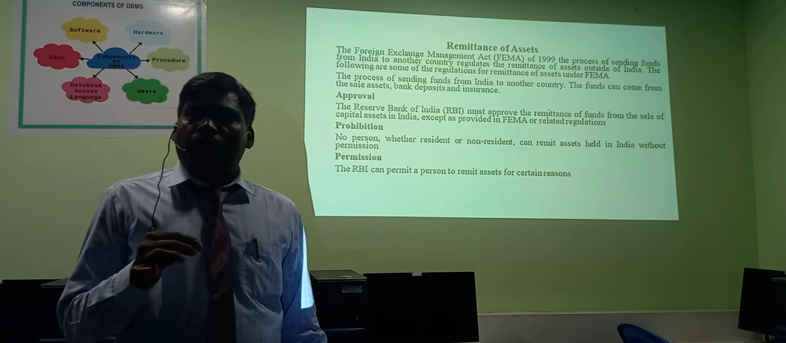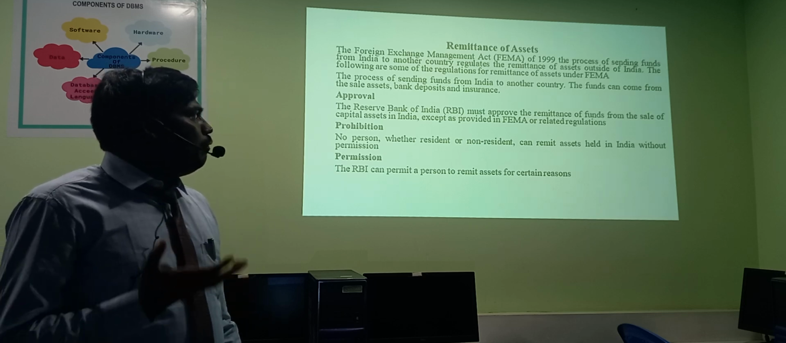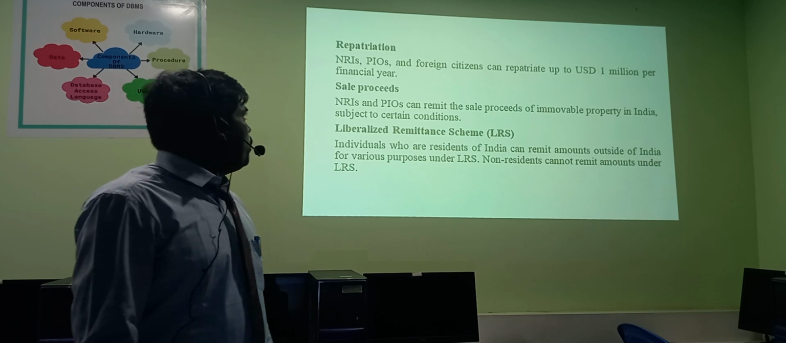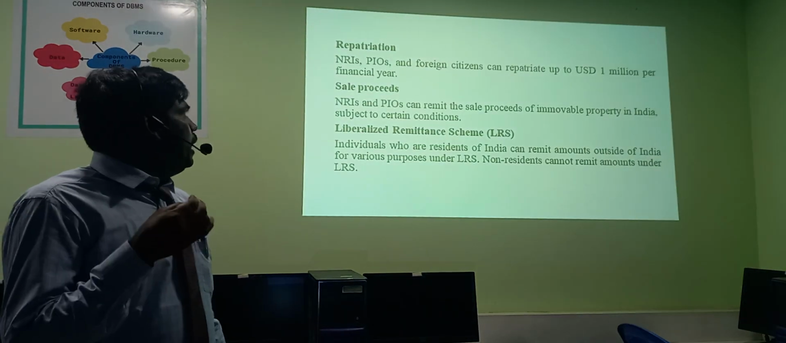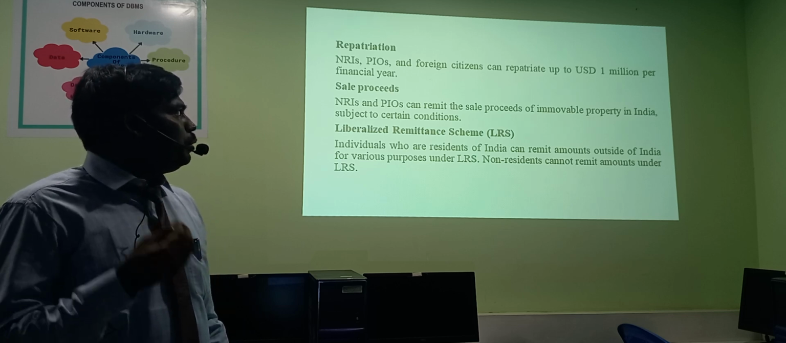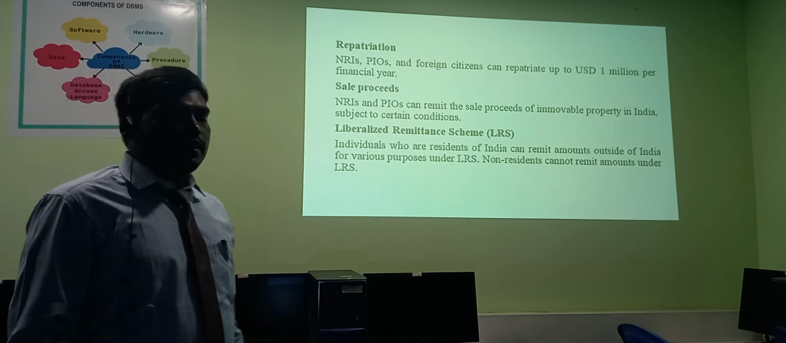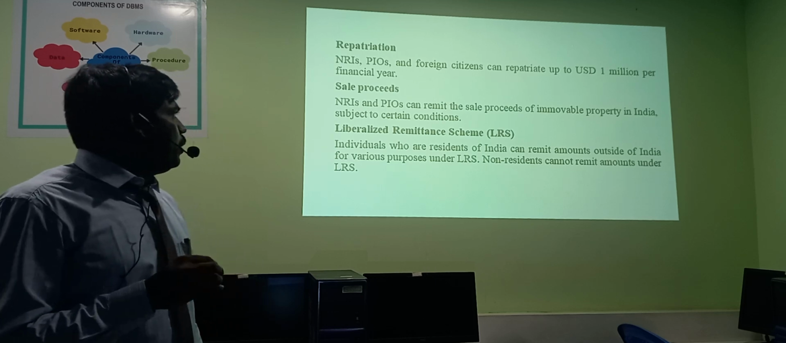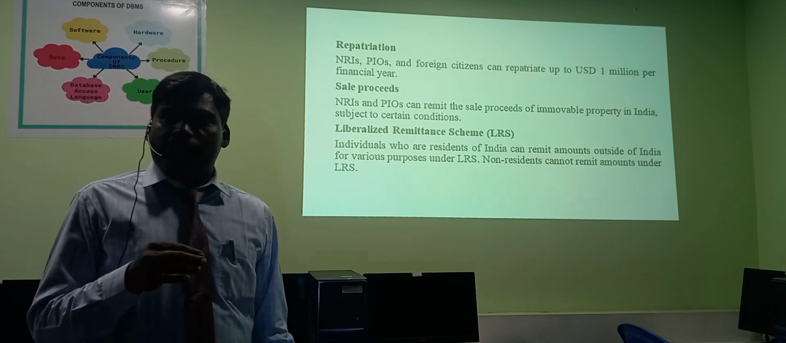Who gives permission to remit assets? The RBI can permit a person to remit assets for certain reasons. Next one, repatriation. The non-resident Indian or foreign citizen can repatriate up to $1 million per financial year with approval. Next, sale proceeds. The NRI and PIO can remit the sale proceeds of immovable property in India, subject to certain conditions.